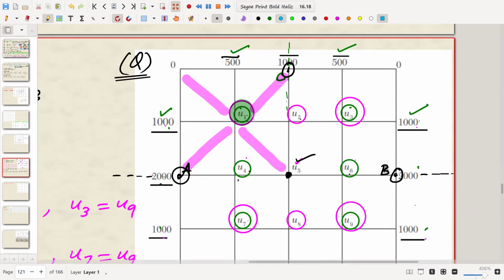So what you need to do in order to compute U2, you have to see this, which you already know. U1 you already knew. U3 you already know because U1 is equal to U3. 1000 you already know. U5 you already know. I hope this is clear.